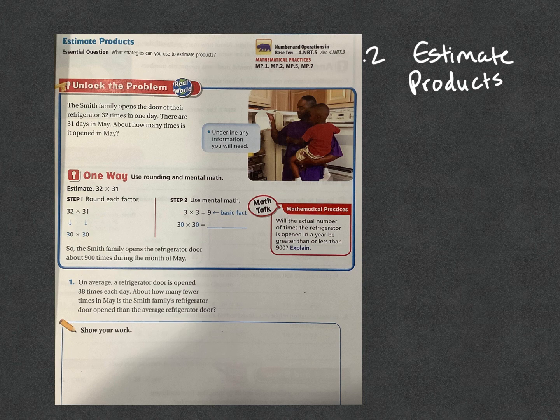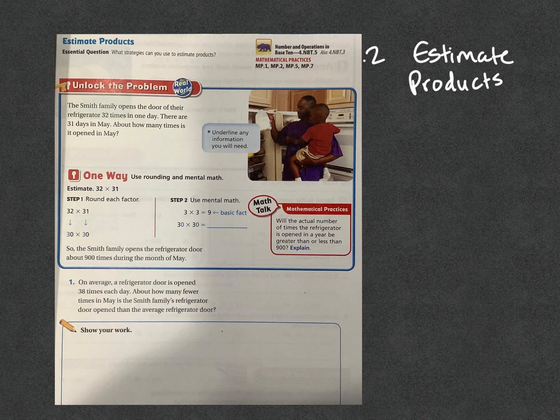So we've been estimating products before. The difference in this lesson was that our estimation of products deals with two-digit numbers. The Smith family opens the door of their refrigerator 32 times in one day. There are 31 days in May. About how many times is it opened in May?